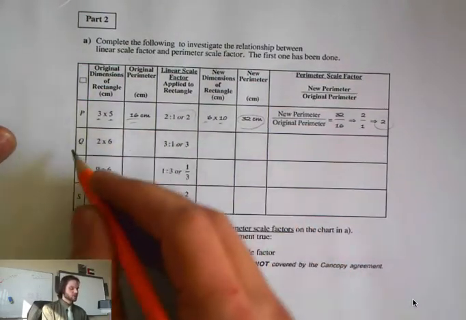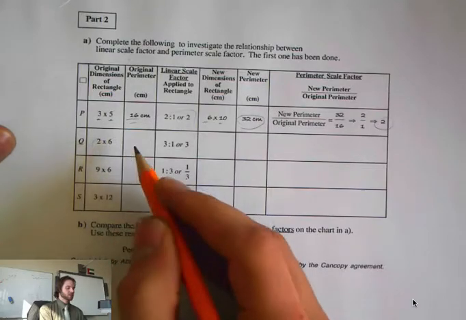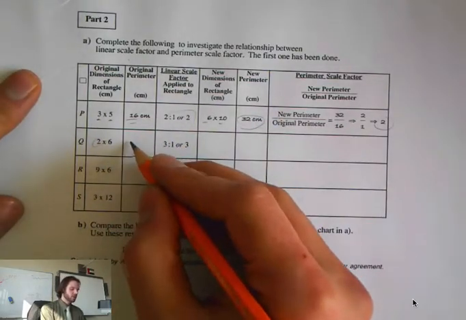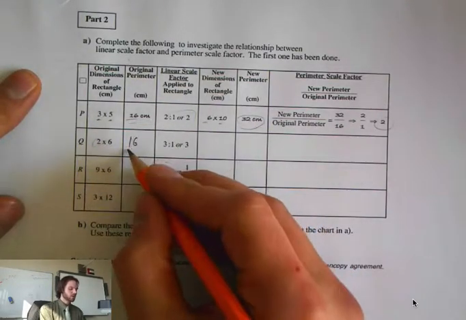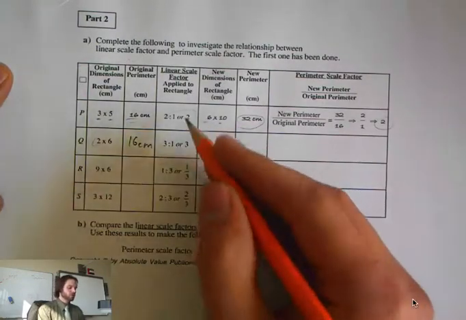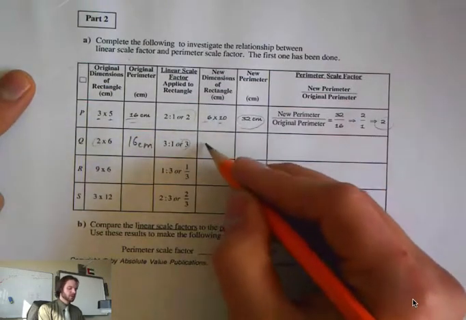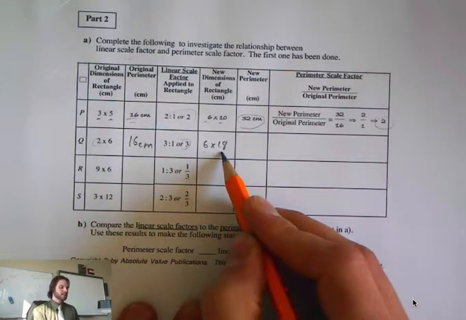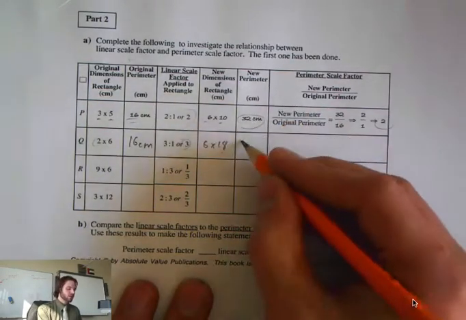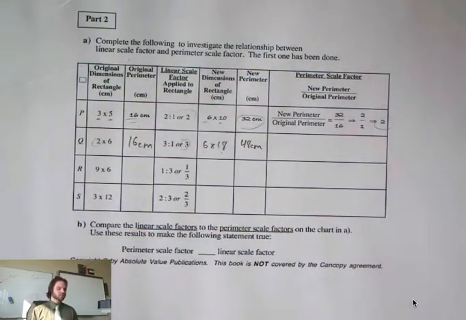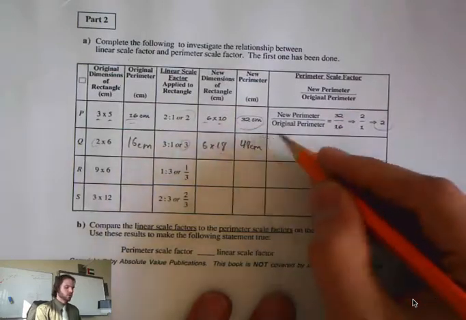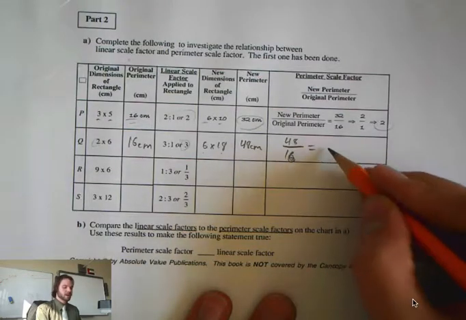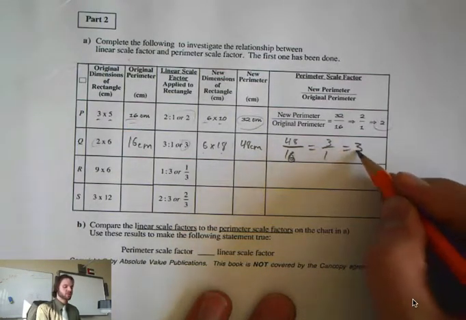The next one is going to be 2 times 2 plus 6 times 2, which will give me a total of 16, because that's 4 plus 12. Okay? Now we want to increase the scale factor by 3. So this is going to be now 6 by 18. So that's 6 times 2, which is 12, plus 18 times 2, which is 36, will give me 48 centimeters. Now I look at this, my new 48 divided by my old, which is 16, gives me a factor of 3 over 1, which is equal to 3.